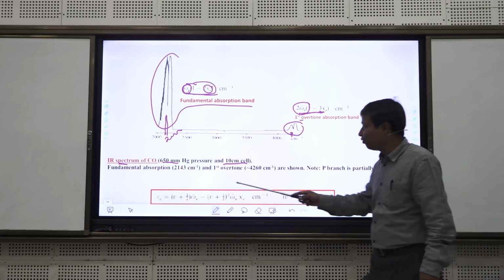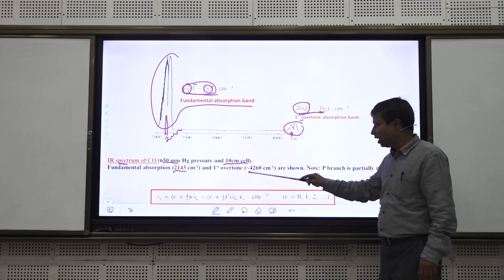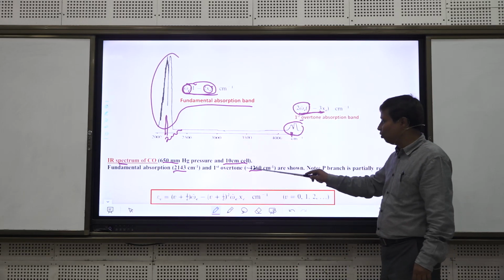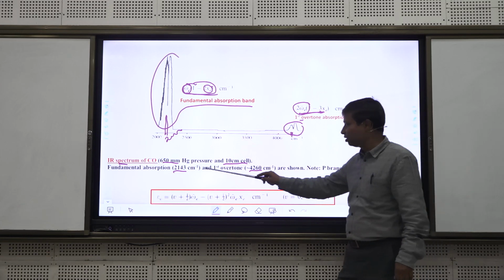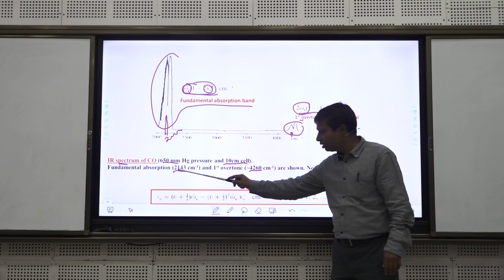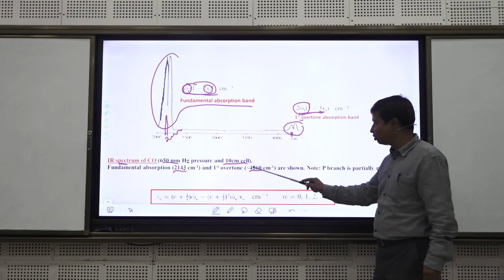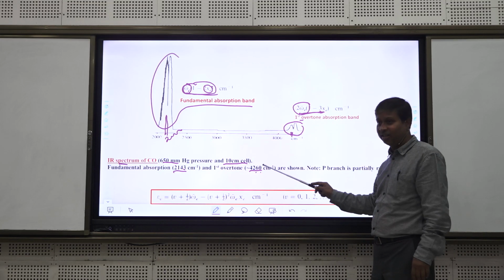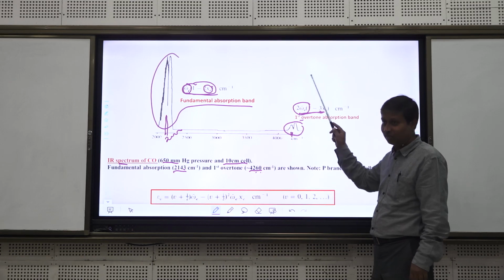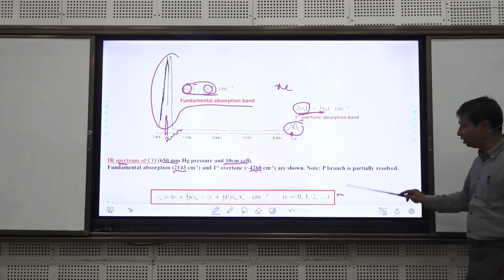So the fundamental band is seen at 2143, and the first overtone is seen at 4260, which is close to double of this one. Double means 4286, so 4286 minus some amount of that Xc value. That is based on this expression.